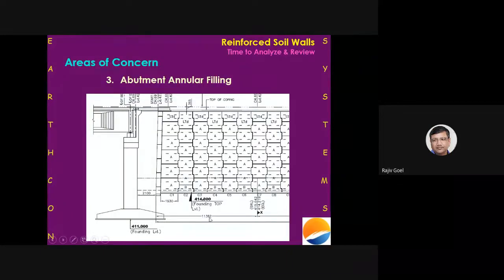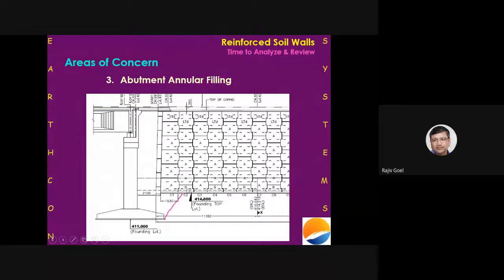So going back to the issue that my open foundation is generally deeper than my leveling pad, where I start my RE wall. And in the process, what happens is that I do an excavation of this sort.